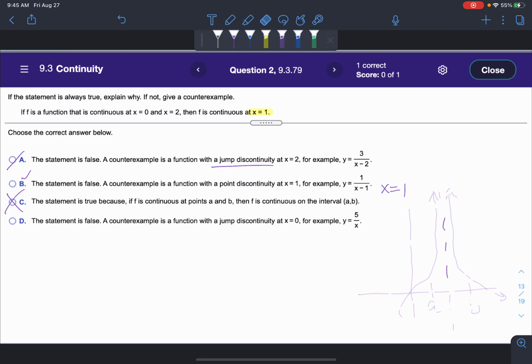And then let's look at D. Counterexamples with a jump discontinuity at x equals 0. Again, we're not concerned about x equals 0 here, so that's why B is our answer.